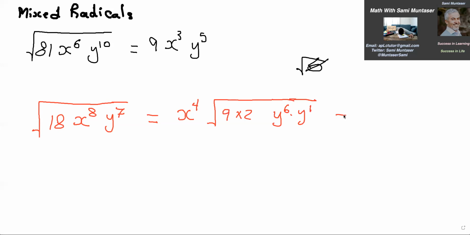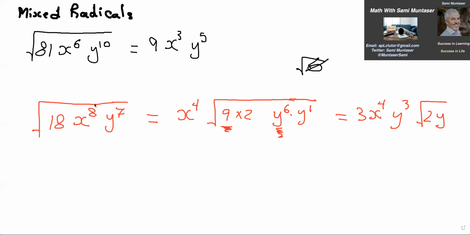And therefore now, for the final answer, these are the numbers that are perfect squares, so I'm just going to do the square root of them. Square root of 9 is 3. I still have x to the 4 that I already square rooted. Now y to the 6, the square root of y to the 6. Remember, we just halve the 6, so it's y to the 3. And what we have left inside the square root is 2 and y to the 1, or y.